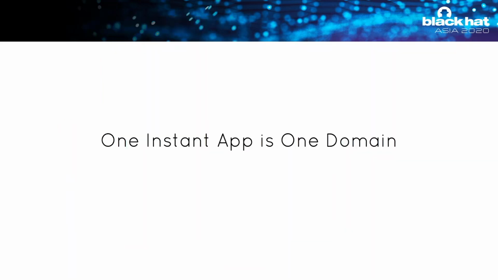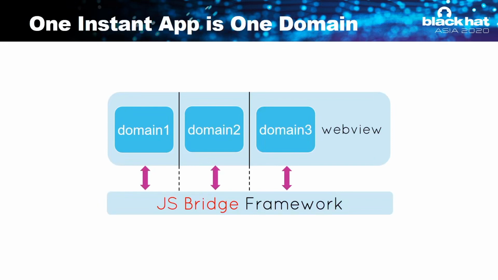Generally, there is only one service worker per domain, so one instant app is one domain. That's the necessary condition for isolation in the WebView. Overall, we can abstract the communication between an instant app and JSBridge to multiple domains and JSBridge. As you can see, the isolation between domains is supported by WebView. Bypassing the same origin policy directly is very difficult, so our target is JSBridge.